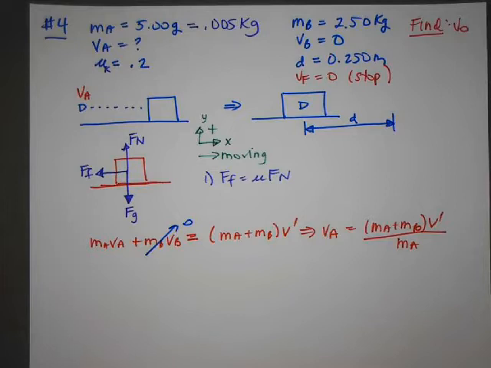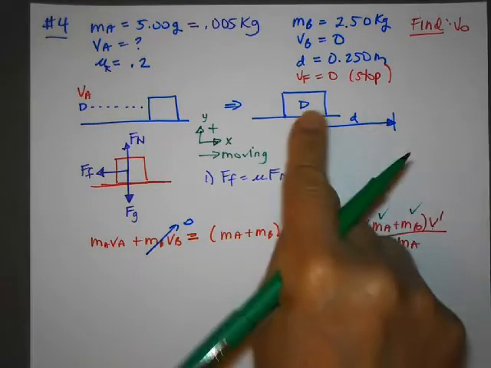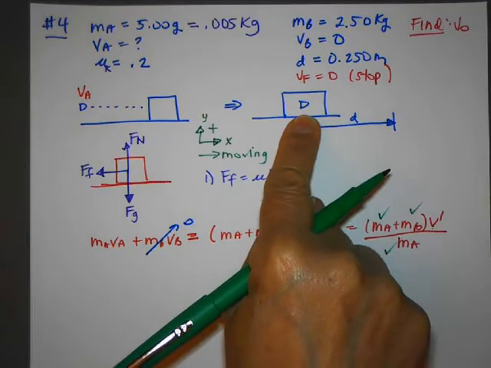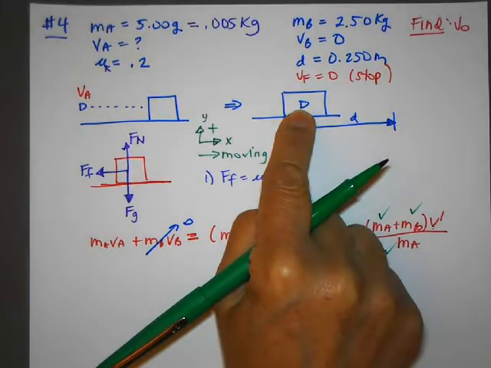The problem is, and this is how, when you don't know what to do, you go to the end. So here's my conservation of momentum. I have this, I have this, I have this. I do not know what this is. So in order to find this velocity, I'm going to have to do some other physics.